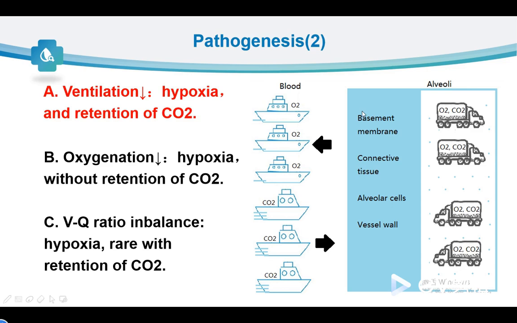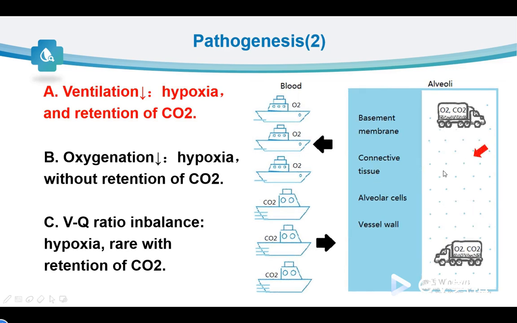Let's look at here. Here shows the normal condition. But when the ventilation is decreasing, we can find the arrows decreased. So, less oxygen can be transmitted into the body and less carbon dioxide can be expelled out of the body. That's the hypoxia and retention of the carbon dioxide.